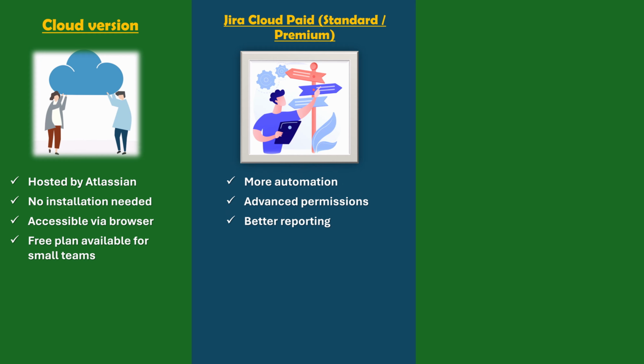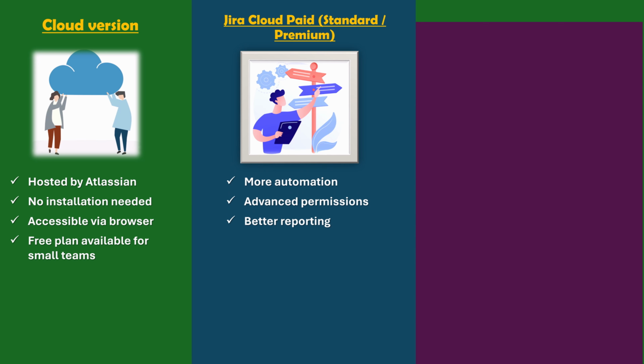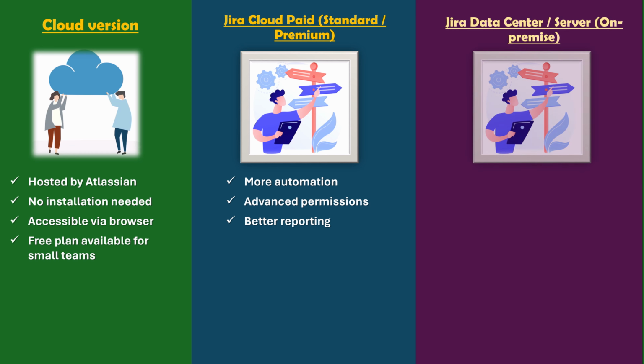In addition, paid plans provide better reporting and insights. Teams can generate detailed reports, track performance metrics, and make data-driven decisions more effectively. In summary, Jira Cloud Paid is best suited for growing teams or organizations that need more control, scalability, automation, and advanced features. Then the Jira Data Center or Server, that is on premises.